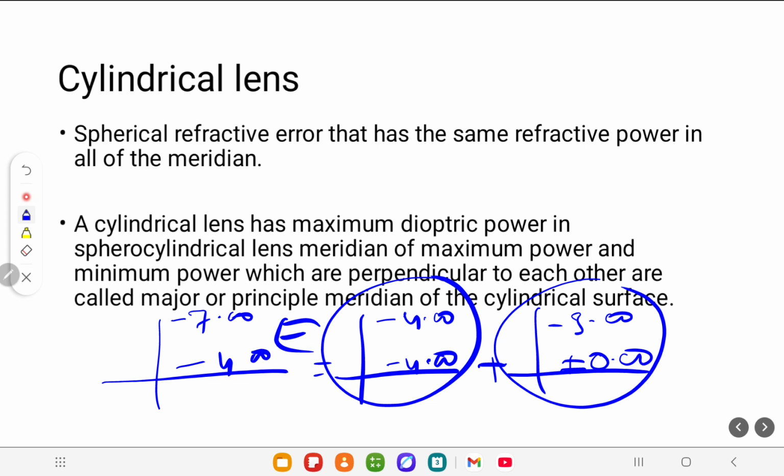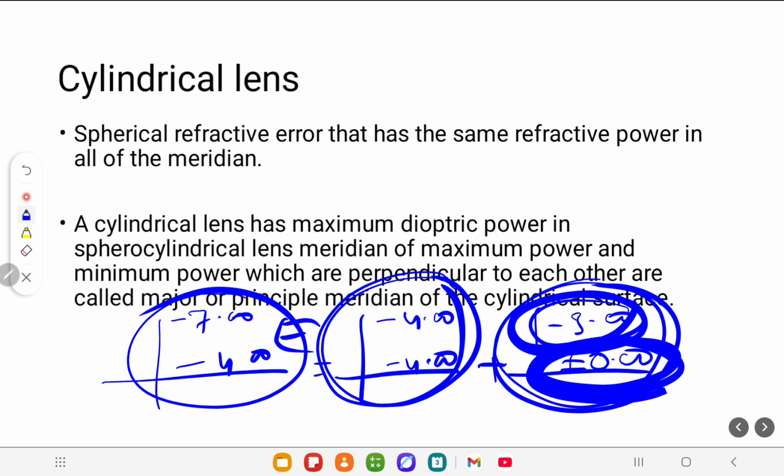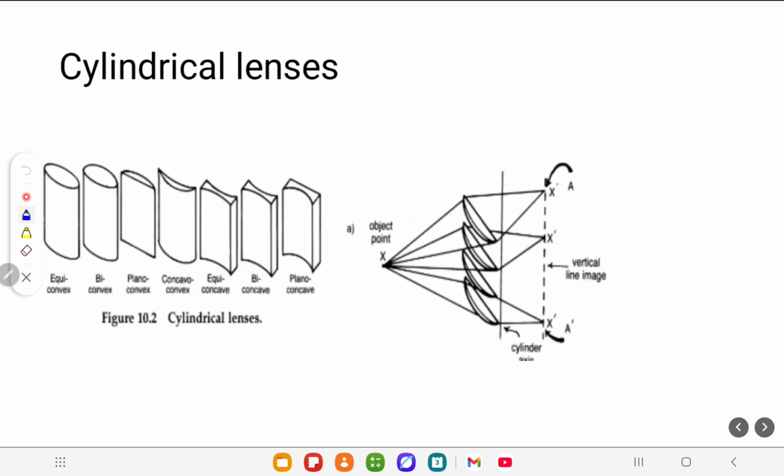If you want to understand this concept, you can divide this as a spherocylinder, as a sphere plus cylinder, and now it works as a pure cylinder. Now this is the power meridian and this is the axis meridian, so you don't have to worry about it. It's as simple as that. So you can split it into the sphere and the cylindrical form.